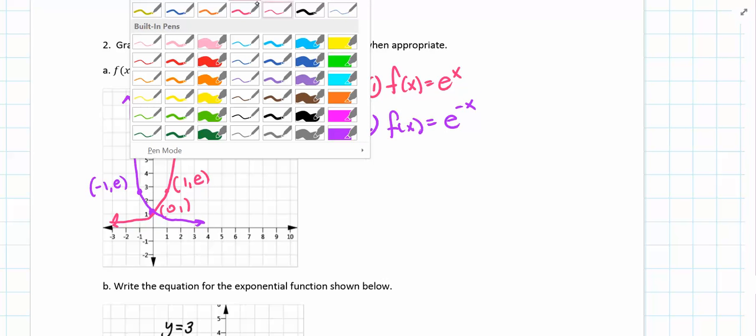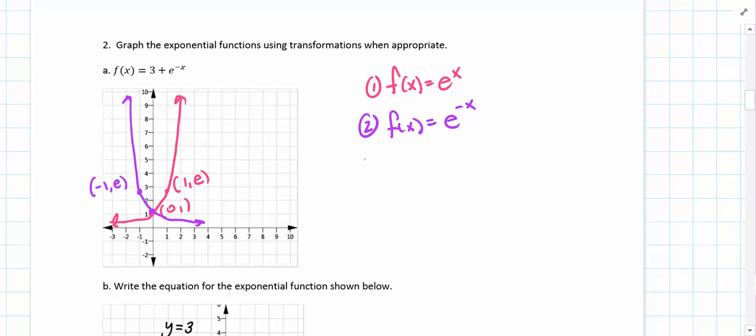And then finally, the third thing we do, let's go orange. We would add 3. So we would say f of x is now equal to e to the negative x plus 3, and adding 3 moves the entire thing up 3 units. So 1, 2, 3. My asymptote will be moved up 3 units. This dot will go up 3 units, so 1, 2, 3. And this one will go up 1, 2, 3 here.